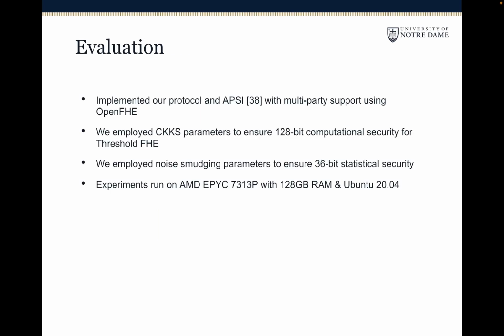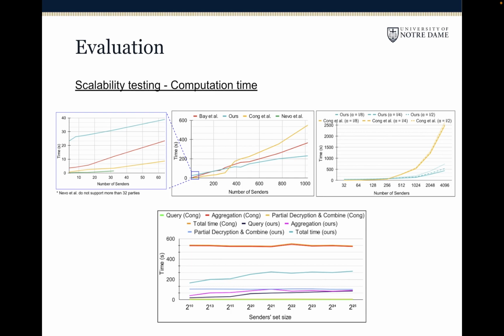Now for the evaluation, we implemented our protocol and the APSI protocol with multi-party support using OpenFHE. We also employed CKKS parameters to ensure 128-bit computation security and 36-bit statistical security. For the scalability testing, we observed that for a small number of senders, our protocol is slower than the other state-of-the-art protocols because of the high time required to perform the approximation.